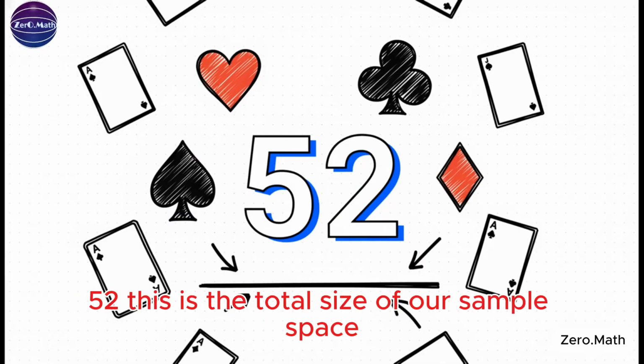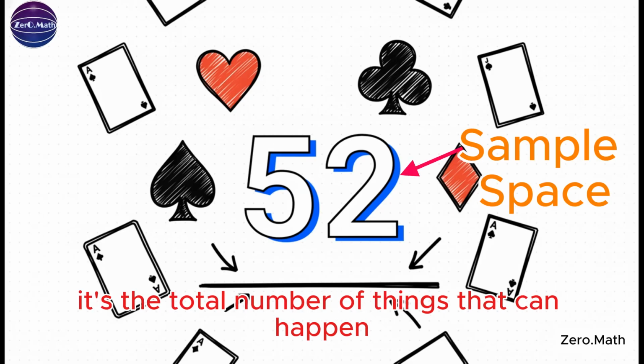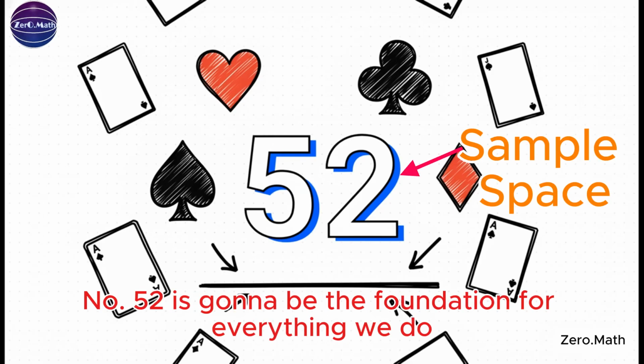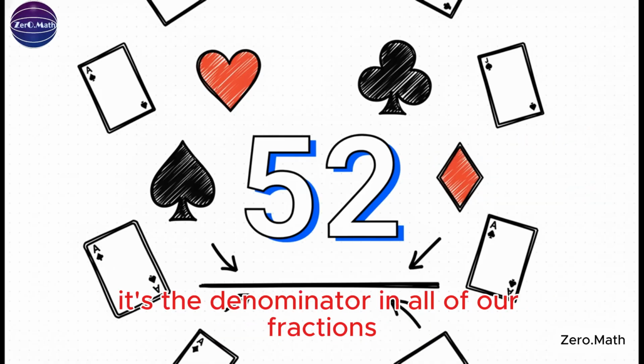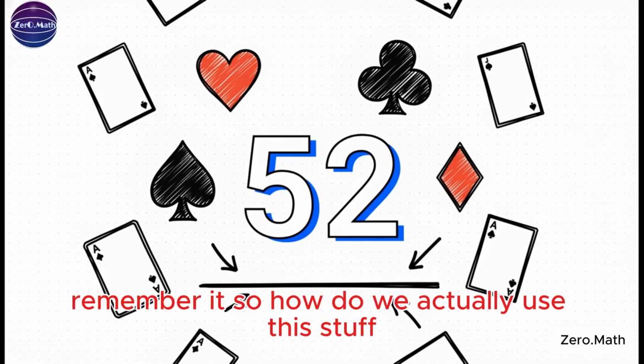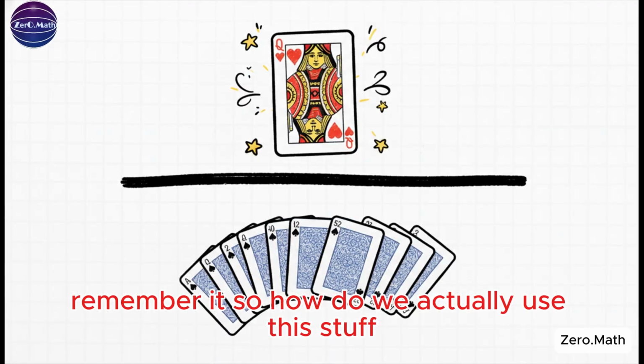This is the total size of our sample space. It's the total number of things that can happen. This number, 52, is going to be the foundation for everything we do. It's the denominator in all of our fractions. Remember it.